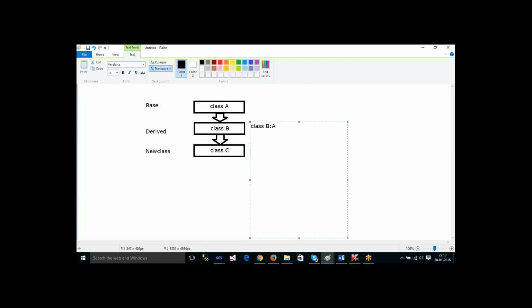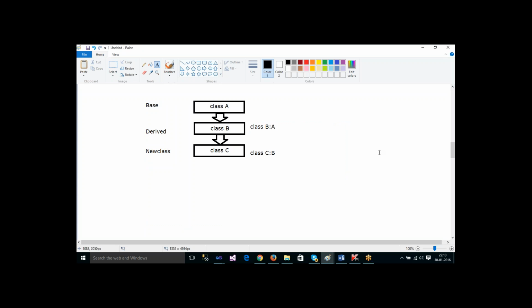So how are you going to write here? Class C colon B. Yeah. So A, I hope you have an idea of the mathematical formula: A tends to B, B tends to C means A tends to C automatically. Same here also. Okay. Now, how are you going to define? Before going to the definition, you need to answer: what type of inheritance is this? Single, right? Single inheritance.